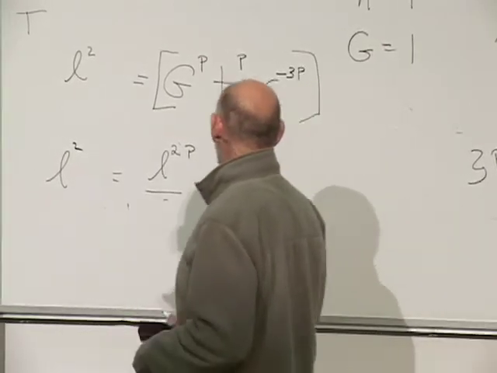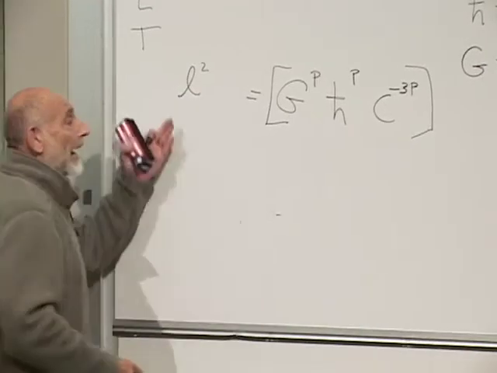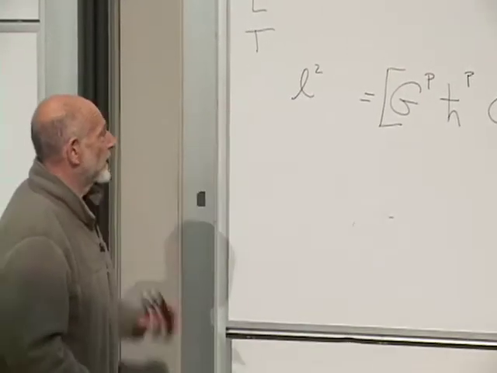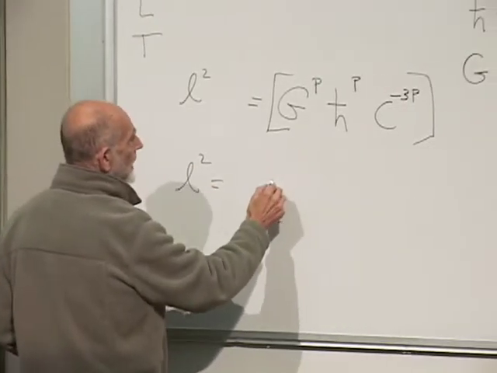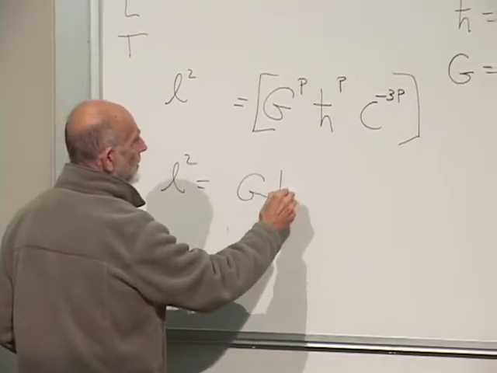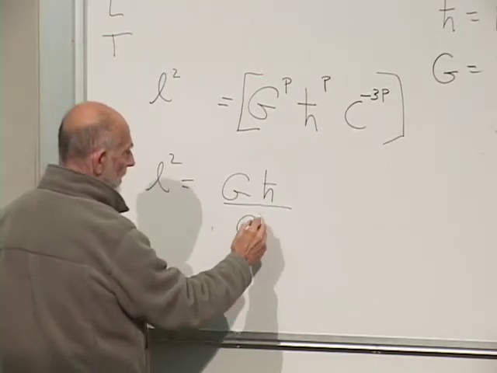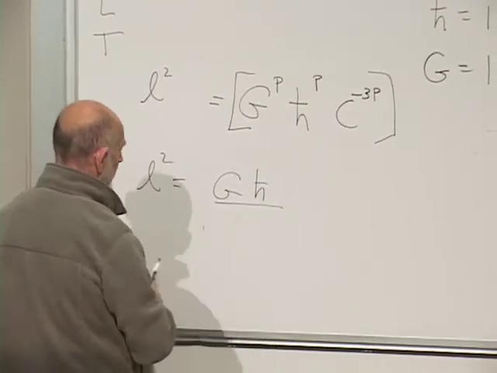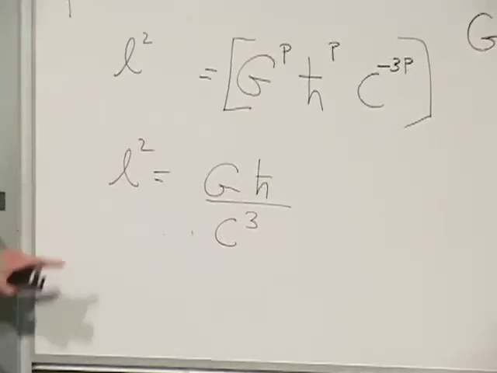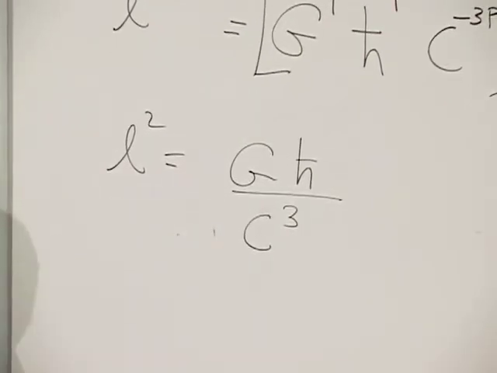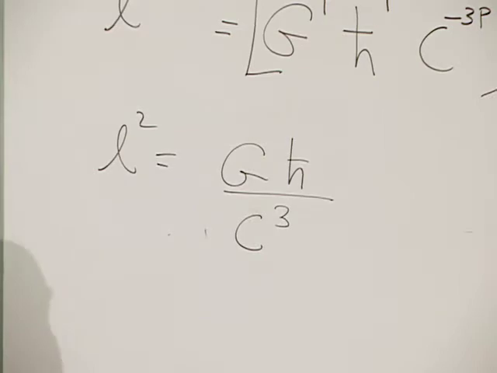Okay? So let's see what we have now. P is equal to 1. It tells us that the Planck area, this is the Planck area, L squared, is G h bar over c cubed, right? This is usually expressed by saying the Planck length is the square root of this.